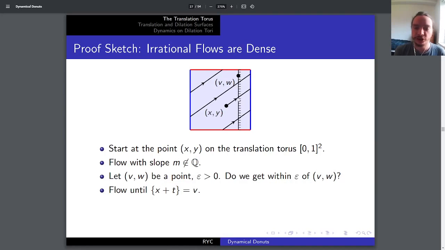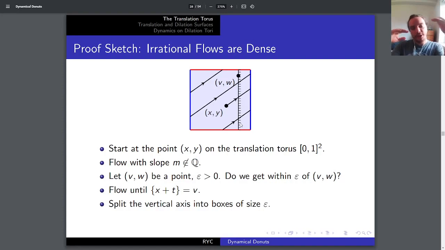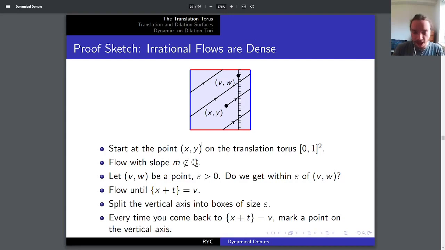right? So we've hit this line, and what we're going to do is take that line and split it up into lots of little boxes, and each box is going to have size epsilon. So remember, epsilon's our error, so if we split it up into all these little boxes, we can think about, every time that we come back to our line as we move around and around and around, if we mark a point on that line, saying, I hit this point, I hit that point, we can pay attention to which box each point falls into, okay? So that's what we're going to do.